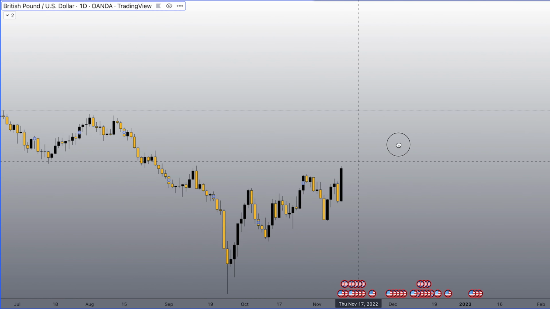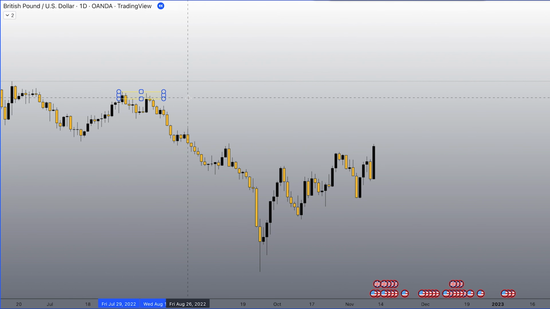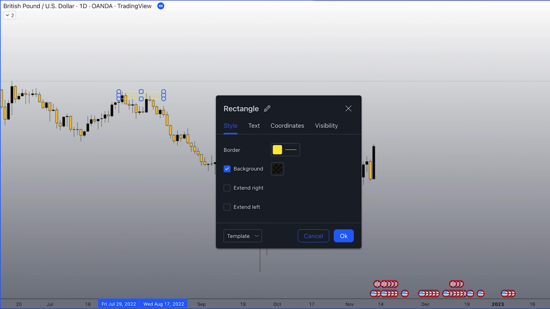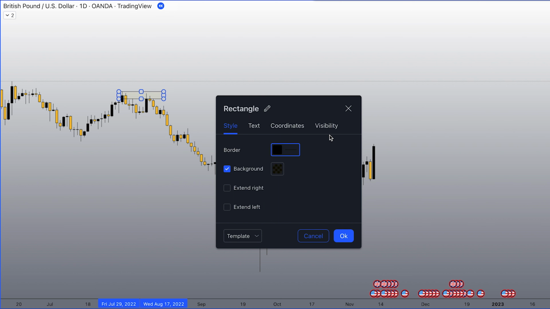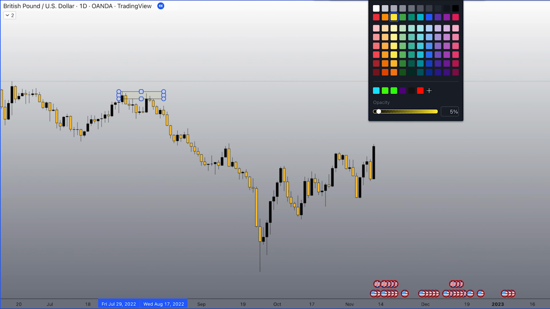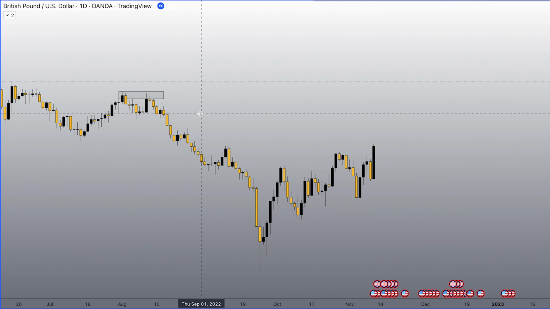So let's start there. And the first thing we're going to do is simple. We're just going to drop a rectangle on it and put our zone right there. Just like that. I'm going to make that gray so you can see it a little bit better. So actually, you know what? Let me make that. There we go. And so now you can see it a little bit better on the chart. So you have that, and that's the first step.